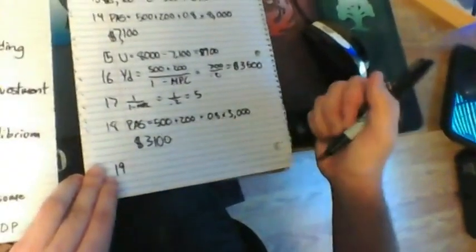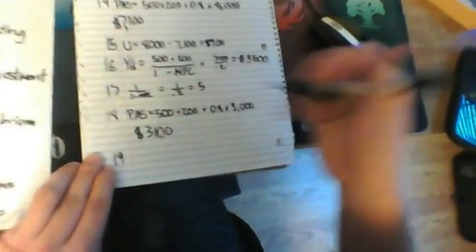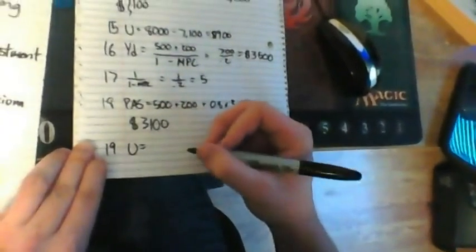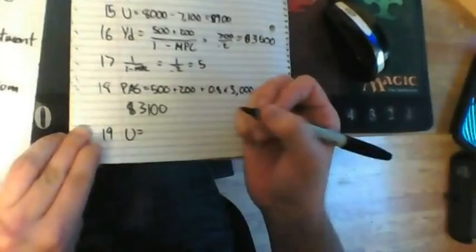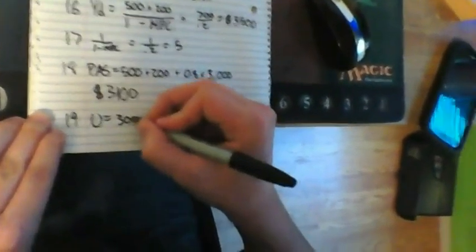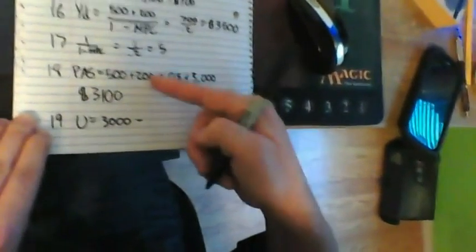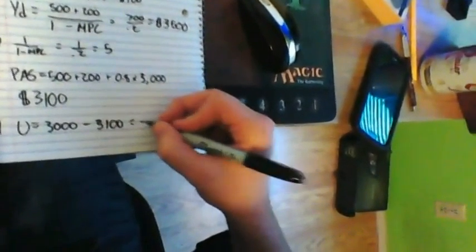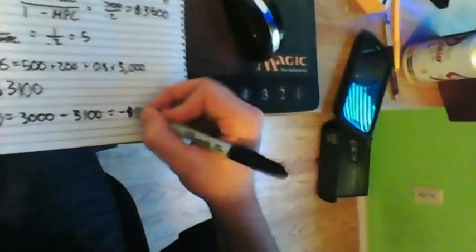Finally, saying if GDP is $3,000, how much is unplanned inventory investment? So we go back to this U equation. We say, okay, we have $3,000. We subtract our PAS, which is $3,100. That's going to give us a total of negative $100.